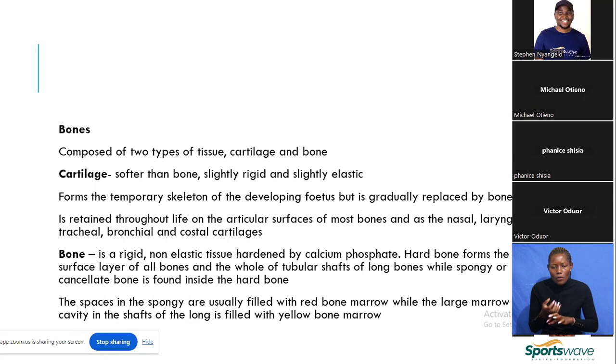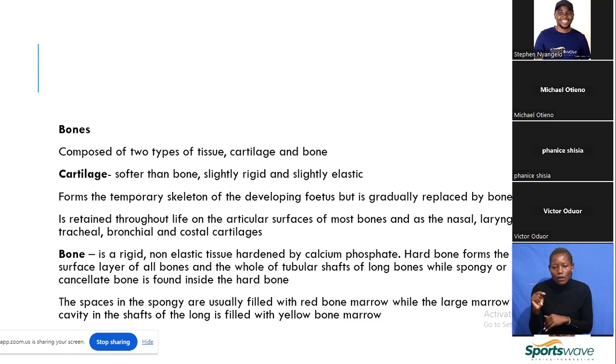A baby is born with cartilage. And then that cartilage, during human growth and development, slowly transforms into bones. But in the human growth development period, some of the cartilage is retained. For example, in between our vertebral column, you will find some cartilage there.